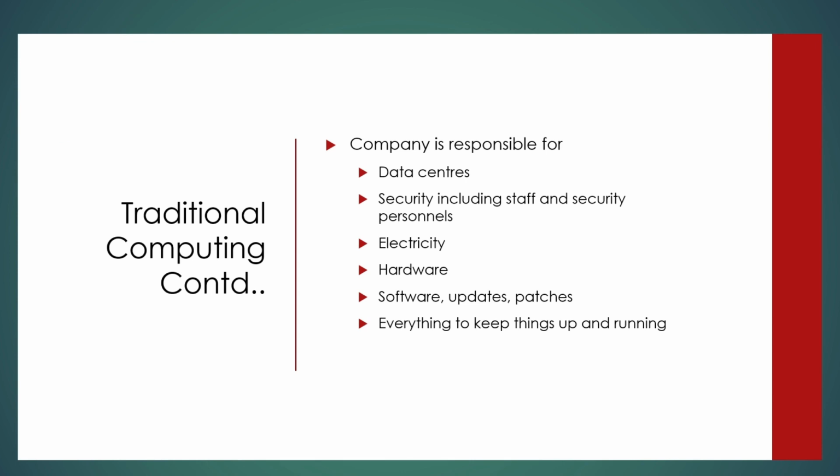So in traditional computing, an organization is responsible for the data centers and the maintenance of those data centers. That includes all sorts of things like physical security, including the staff and security personnel, electricity bills, cooling, managing the hardware, acquiring new machines whenever we need them. When it comes to the software, the organization is responsible for software, operating systems, licenses, updates, patches, basically everything that is required to keep things up and running.